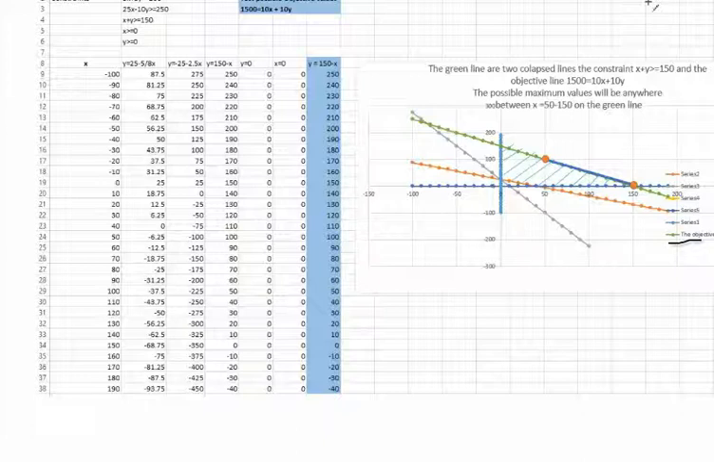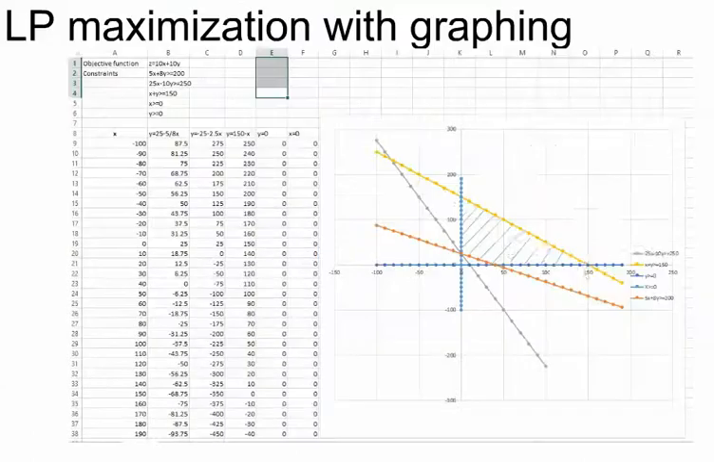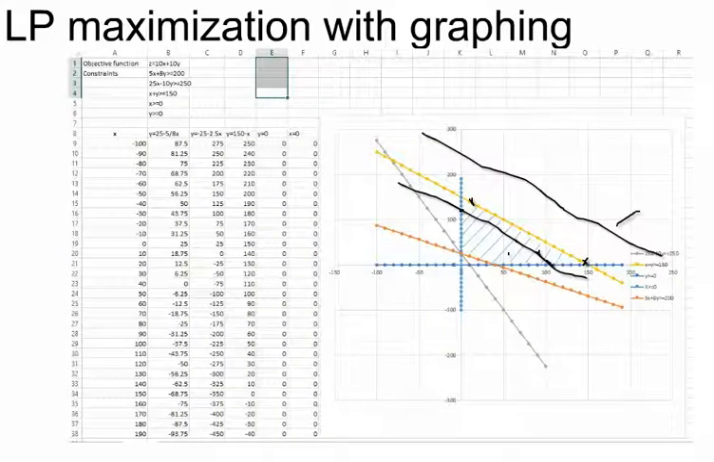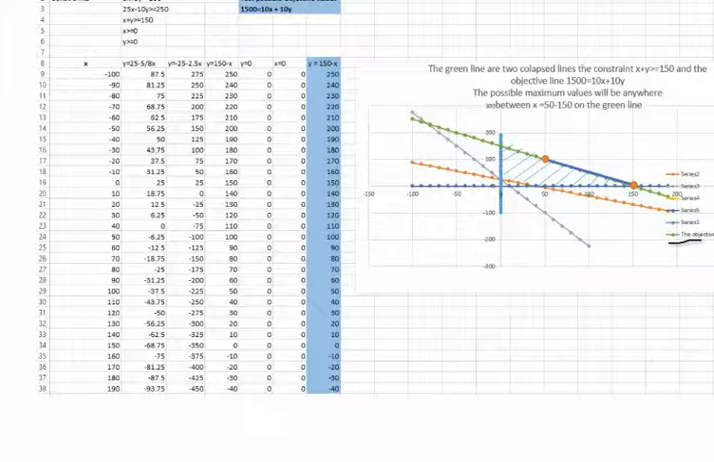1500 equals 10x plus 10y. I tried this one, and this gives me the green line that you can see right here. As you can see, the green line actually doesn't cross the yellow line, it collapses with the yellow line. Look at that. Okay, so what does this mean? This means that along the green line, you are going to find some, maybe more than one, maximum solutions.